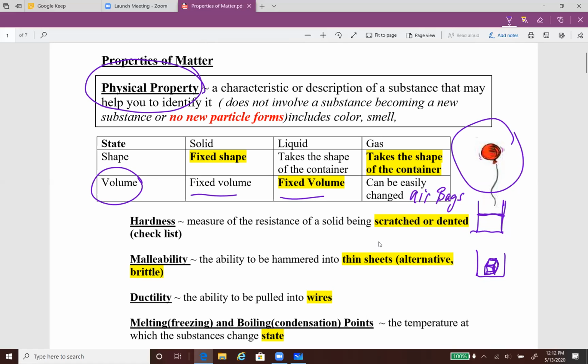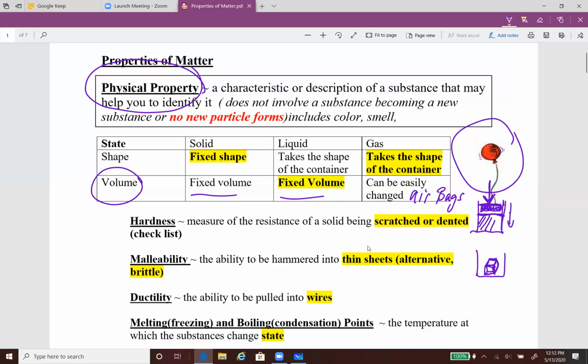If you have, for example, a beaker full of water and I have a plunger, imagine a plunger here, and I try to push down on that plunger, it's not going to be able to push because you can't really change the volume of a liquid. But if that was a gas, we could easily push that plunger down and change the volume of that gas.